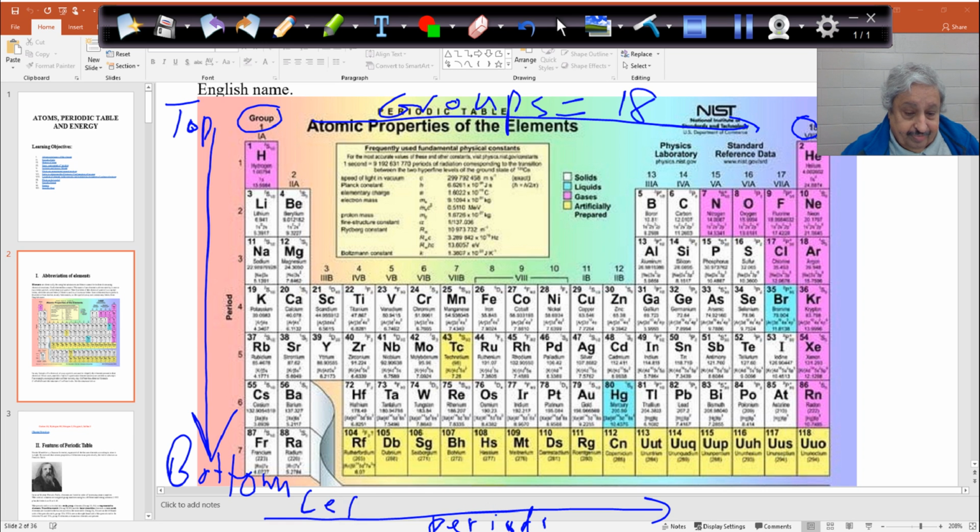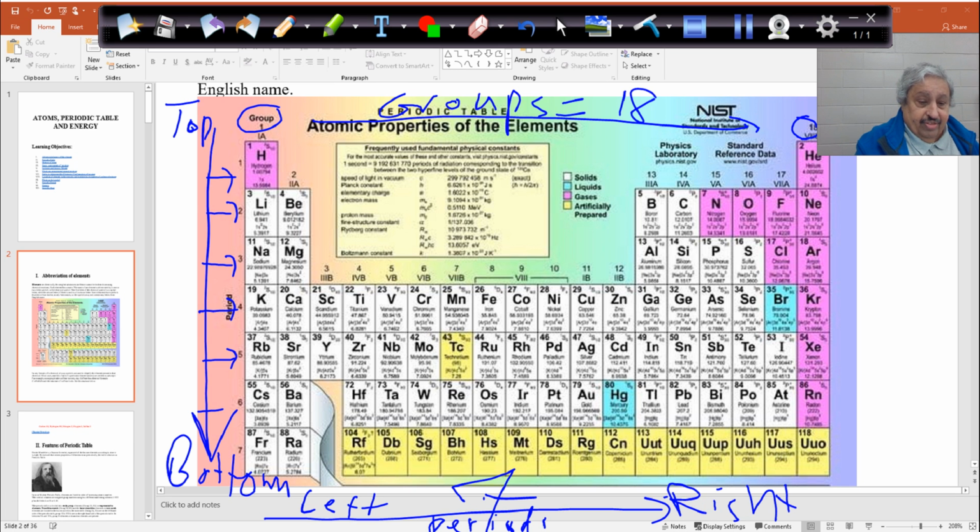from left to the right. How many do we have? Seven. So one, all the way, the second, that's the third, fourth, fifth, sixth, and seventh. So we have seven periods, correct, rows called periods, and we have 18 columns called groups, correct?